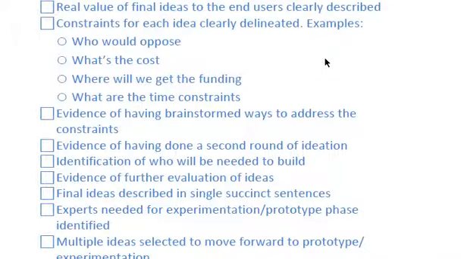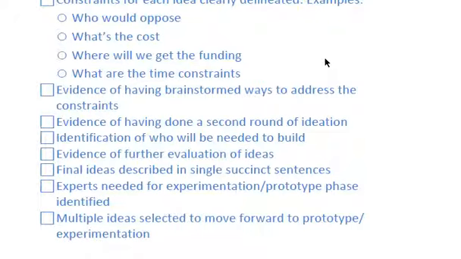So, who would be opposed? What's the cost? Where will we get the funding? What are the time constraints? These are examples, of course, of questions around constraints. But then you're also looking for ways to address the constraints. And that's where more brainstorming comes in. And then the evidence of having done a second round of ideation based on these new findings around your constraints.